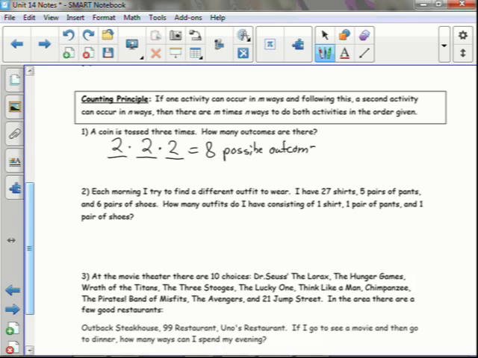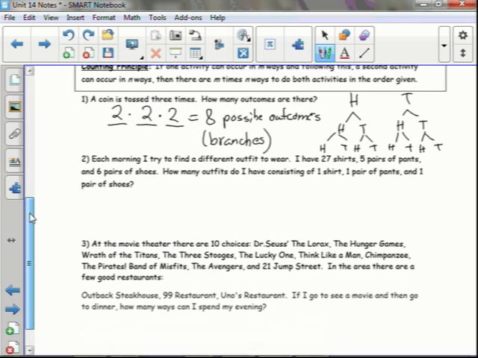Now, what we had done earlier, if you wanted to find out what those outcomes are: your first toss, heads or tails. Your second toss, heads or tails. Your third toss, heads or tails. So what you're going to find is that the 8 possible outcomes are the 8 branches of your tree diagram. Okay, so we don't always have to do the tree diagram, though. We can sometimes just use the counting principle.